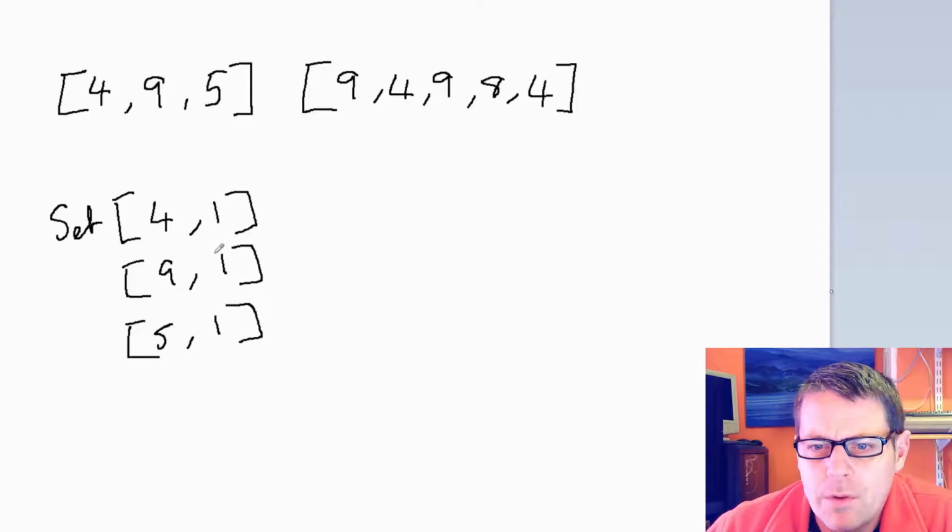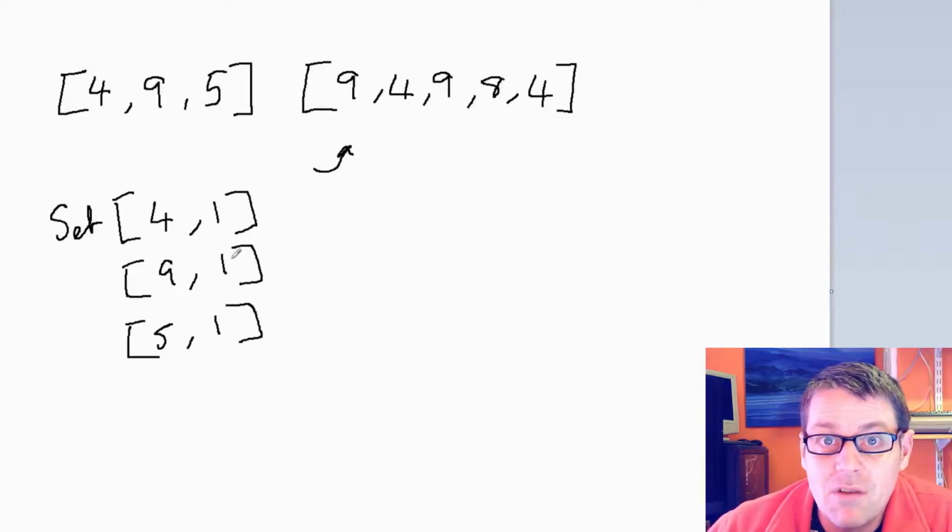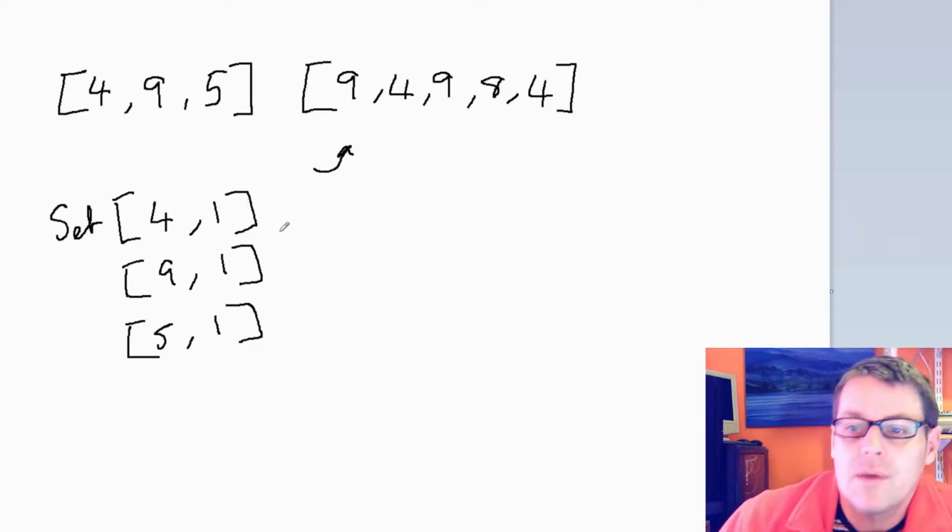I think we only need to do it to one array. Then we can loop through this second array. It doesn't matter which one's which. We'll look and we'll say if this set contains this value, and the value is the key, and the value at that key is greater than 0, in other words we've still got one of those numbers, then we'll add it to our array.